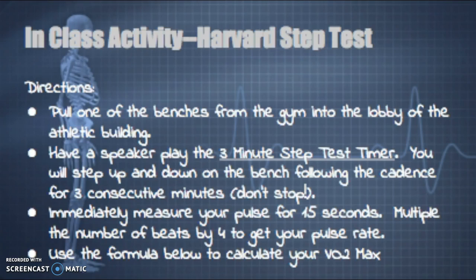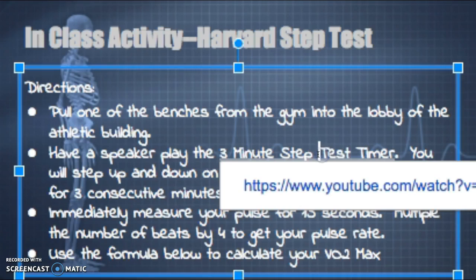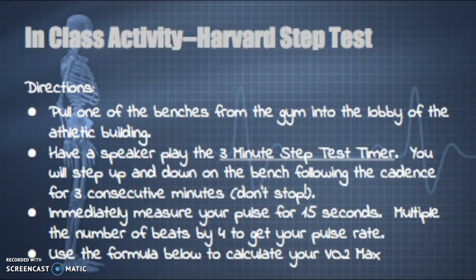The last way we're going to measure our VO2 max is the Harvard step test. Grab one of those long benches from the gym and pull it into the lobby of the athletic building. You don't have to use it in the gym, that's fine. Get a speaker, and you're going to play the 3-minute step test. If you click on this little link right here, there's the hyperlink to it. You're just going to follow that cadence of stepping up and down on the bench for 3 consecutive minutes.